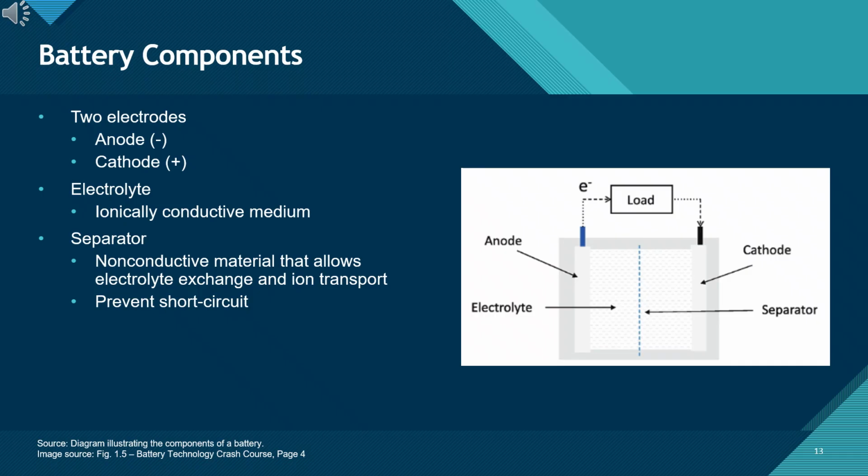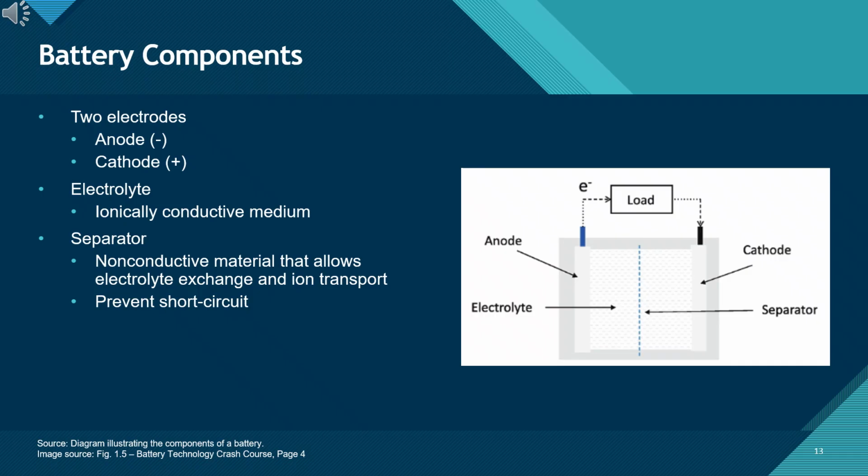To ensure safety, there's also a separator, a thin but strong barrier, like a fence that keeps the two electrodes apart while still letting the ions slip through. Without it, the electrodes would touch, causing a short circuit and immediate failure.